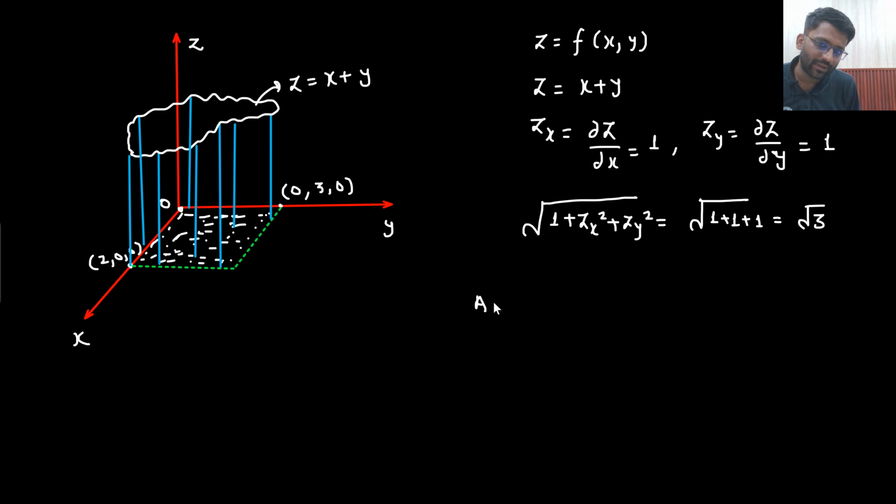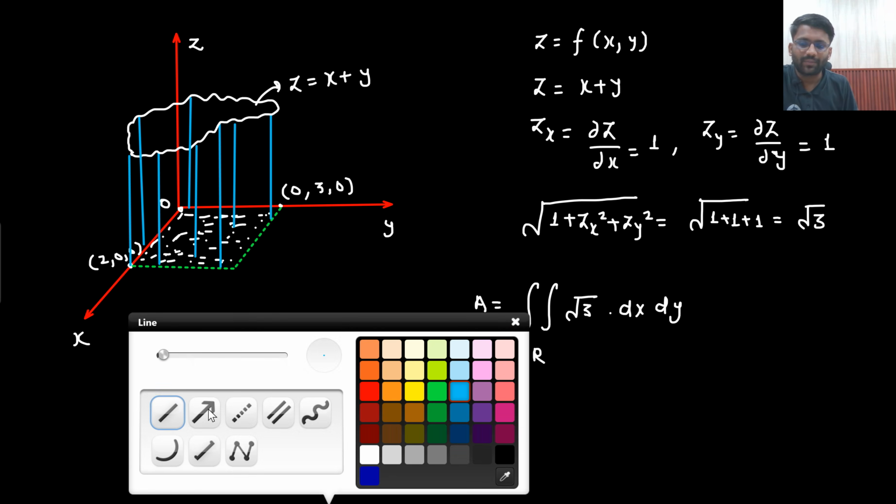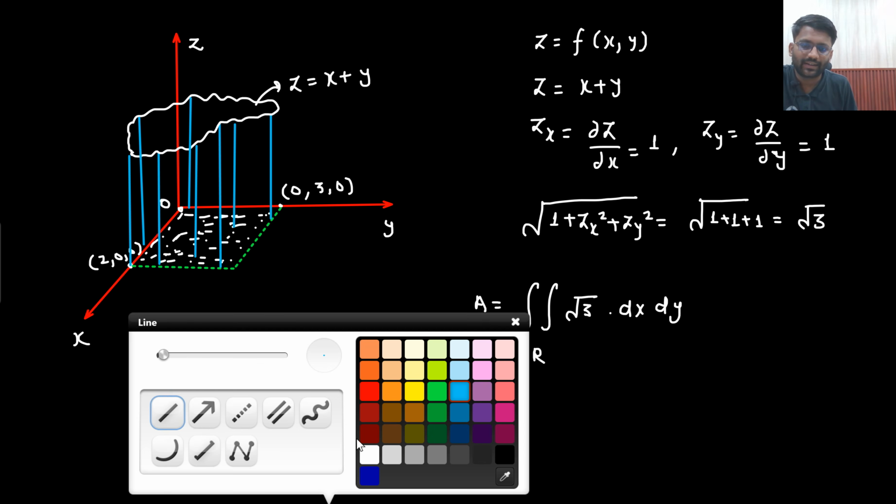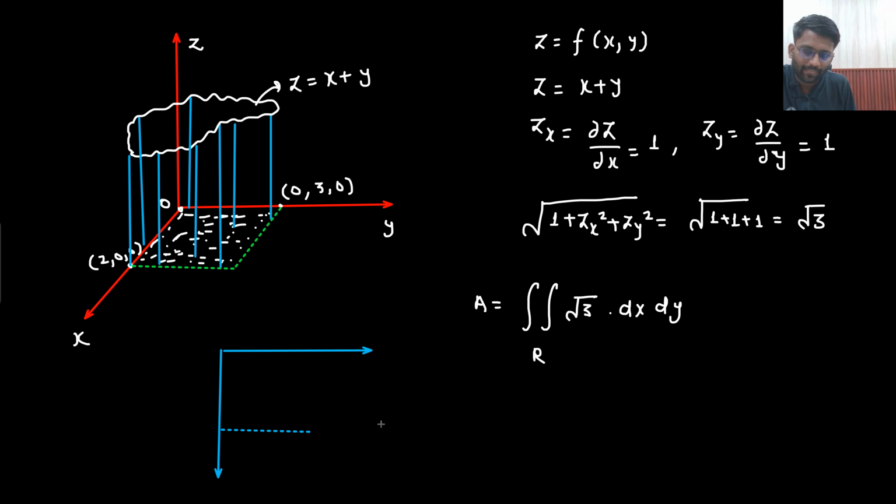So my curved surface area would be nothing but the double integration over region R of under root 3 dx dy. Now in the xy plane, what is the region that we are making? In the xy plane, we are simply making a rectangle. This is your x, this is your y. This point is 0, 3. This point is 2, 0. This point is 2, 3. So under root 3, this is the region.